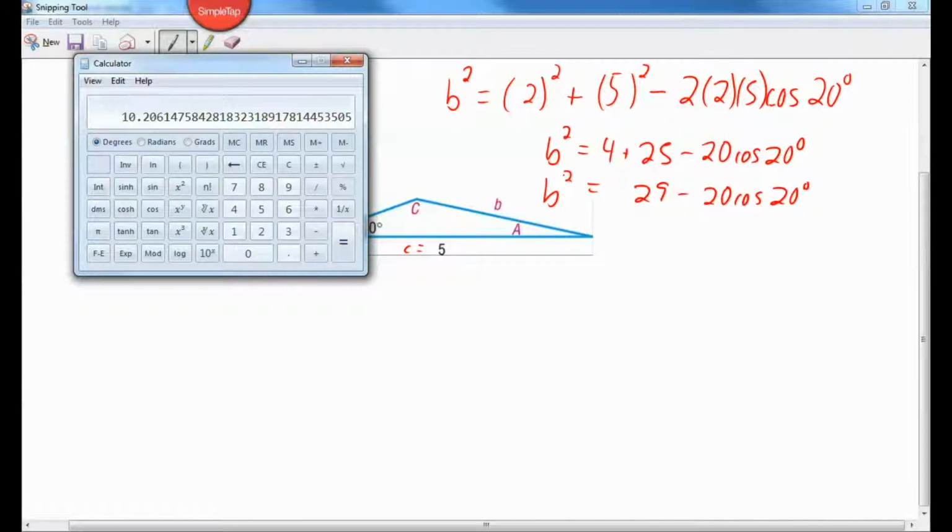A common mistake a lot of students make is just to write this down for B. But it's not, because this is what B squared is equal to. So you need to take the square root of that. Now if I round to 2 places, I have that B is approximately 3.19.